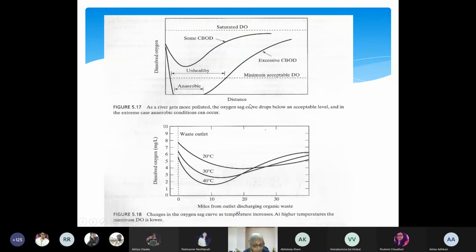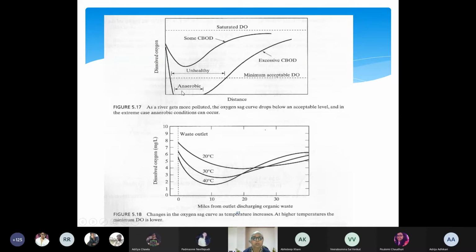And anaerobic is very easy to inspect. If the river water stinks, it means it's already anaerobic. It means there isn't enough oxygen, and the gases of ammonia and hydrogen sulfide, which come from the biodegradation process, are all fairly high, and that means it's already very unhealthy.